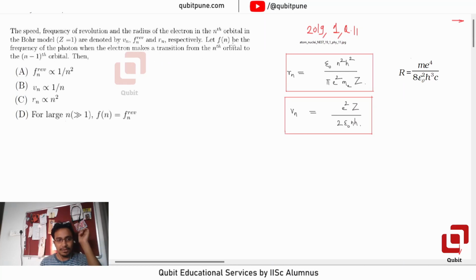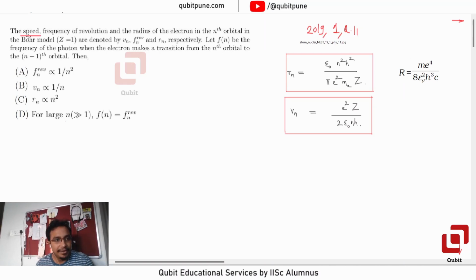Then f rev n is directly proportional to 1 upon n squared. Vn is proportional to 1 upon n. Rn is proportional to n squared. For large n much greater than 1, fn equals f rev n. Okay?